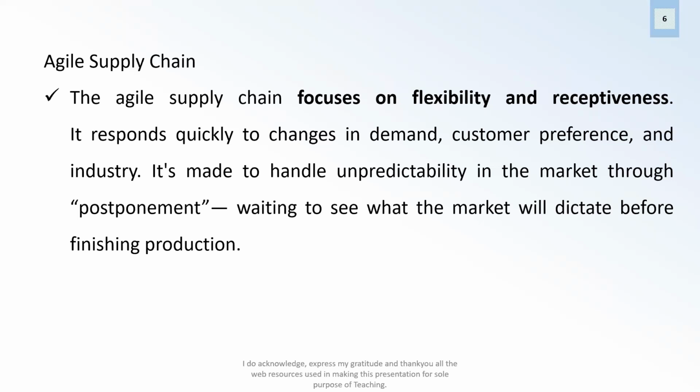The agile supply chain focuses on flexibility and receptiveness. It responds quickly to changes in demand, customer preferences, and industry. It's made to handle unpredictability in the market through postponement, waiting to see what the market will dictate before finishing the product.